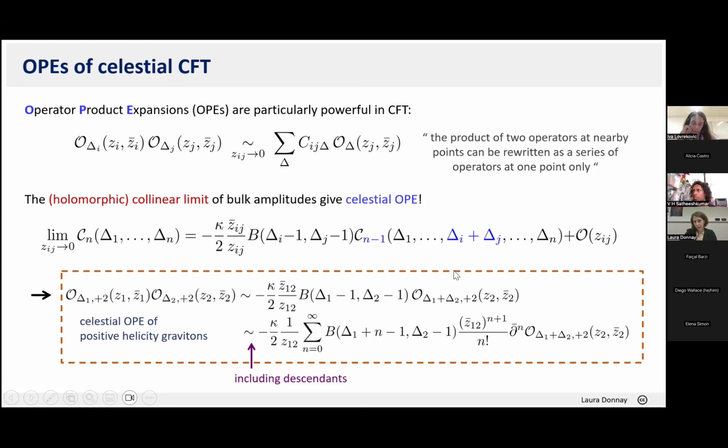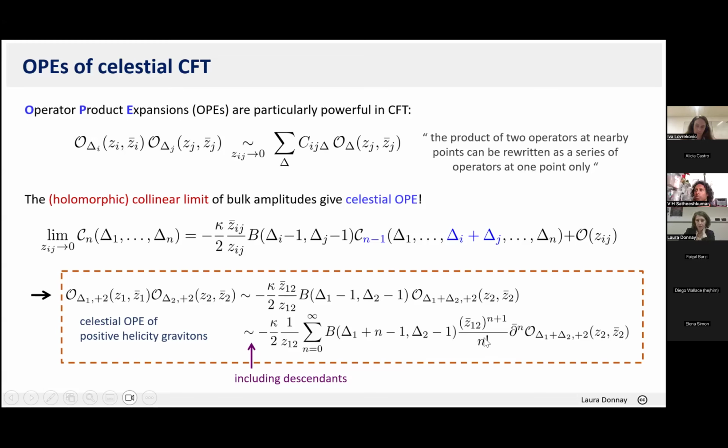And this produces another graviton of positive helicity, again, because the collinear particle had to be of helicity plus as well. And we see that we have a singularity here at z12, so it really takes the form of an OPE. And okay, I've been a little bit sketchy about keeping track of descendants here in this derivation.